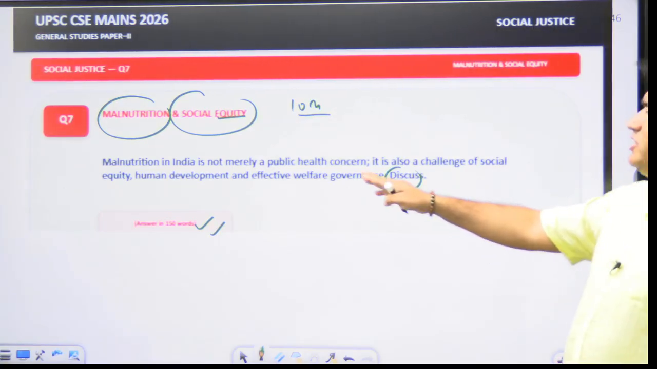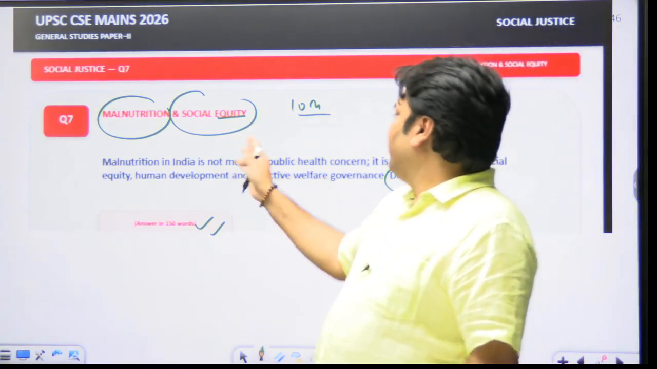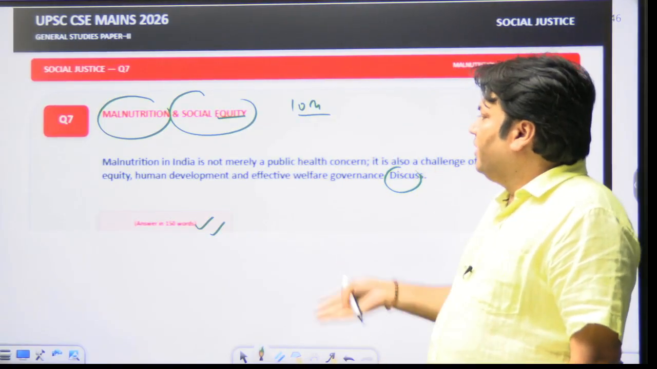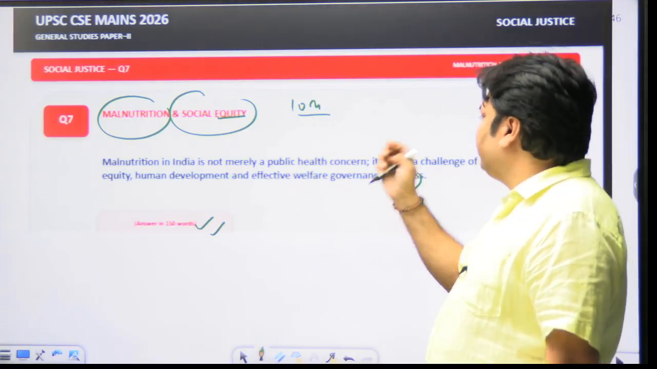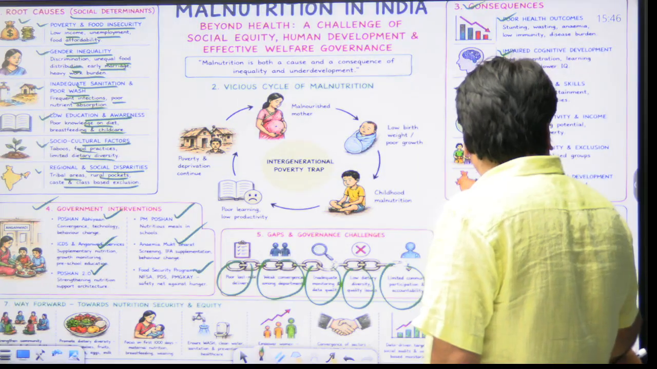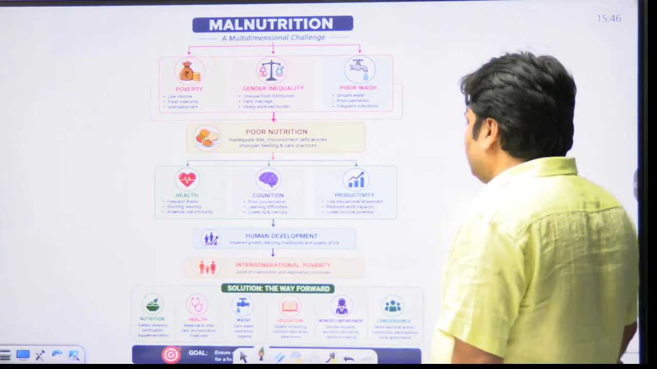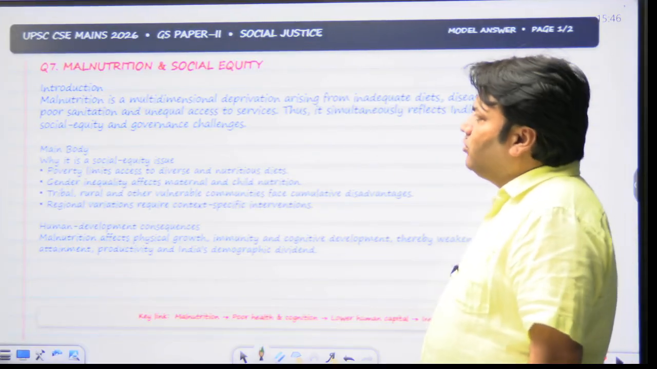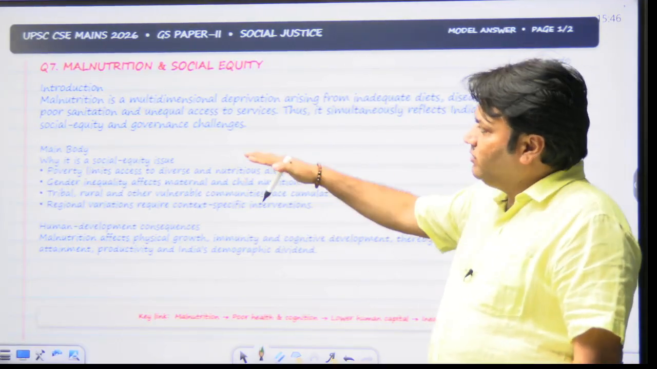So here the question is, malnutrition in India is not merely a public health concern, but it is also a challenge of social equity, human development and effective welfare governance. Now I hope that you have entered into depth of this topic, but if you want to write the answer in introduction, body and conclusion format, the answer will be like this.